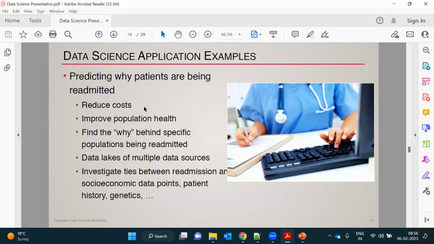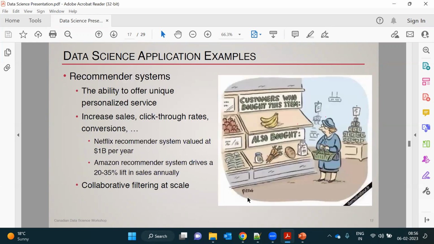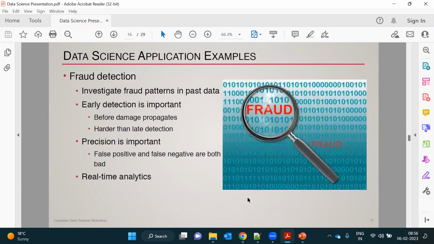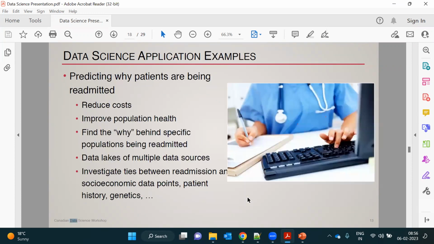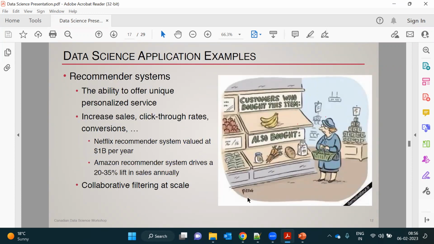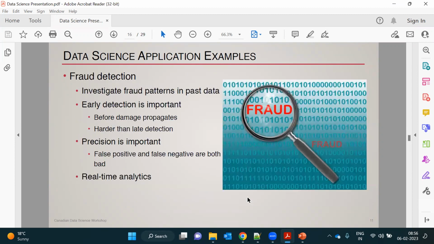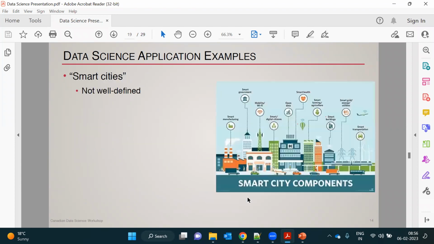They try to save the health of the population, and also in the background, they try to see the specific reasons for readmission. So this is also one of the use cases. I'm trying to give you an idea of what data science can do for various domains. You can see here, this is a recommendation system. This is a fraud system. This is general to the entertainment and retail sector. This is related to the finance sector. This is the healthcare sector.